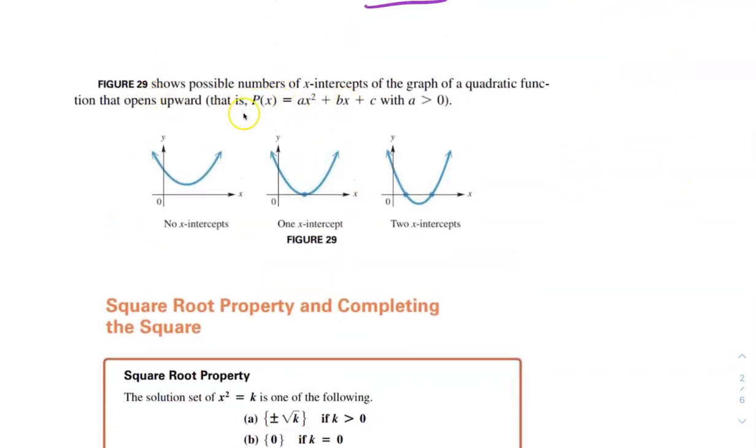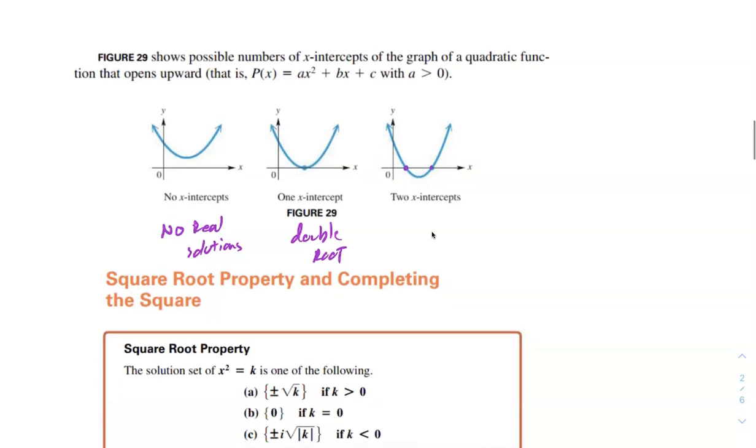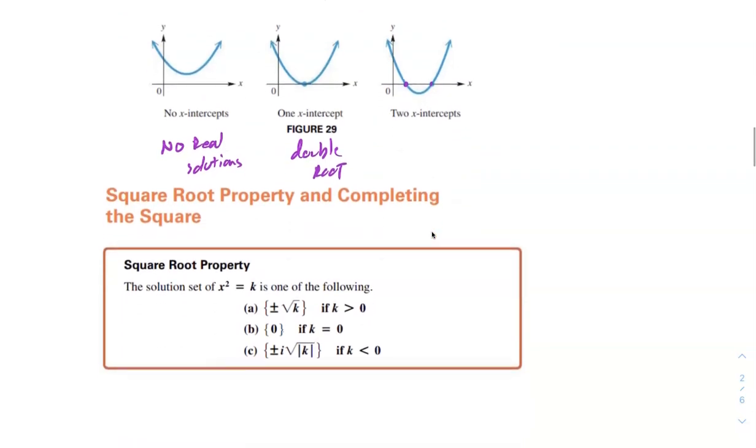So when we have something like this, you have 3 different possibilities. You could have no x-intercepts. That means no real solutions. You could have imaginary solutions. You can have one x-intercept. This is a double root. Or you have two x-intercepts. This is just your normal case. You have two answers, two solutions. I should say this is one real solution when it's a double root. And this is two real solutions when it crosses like that.